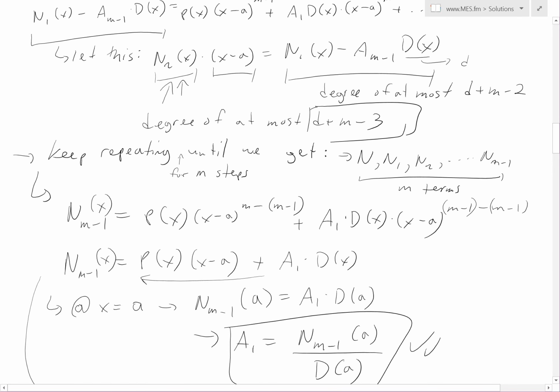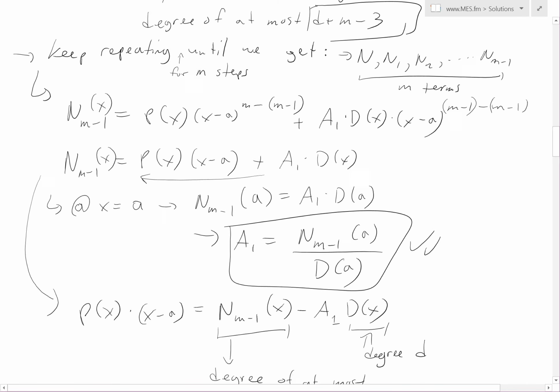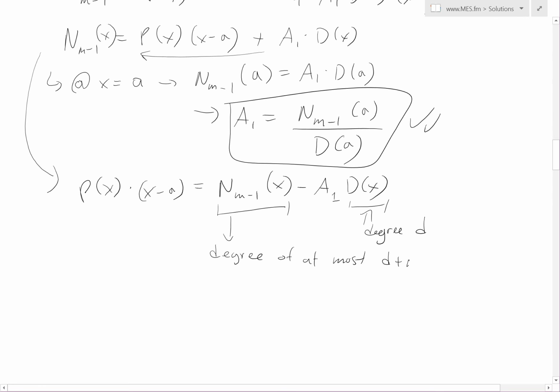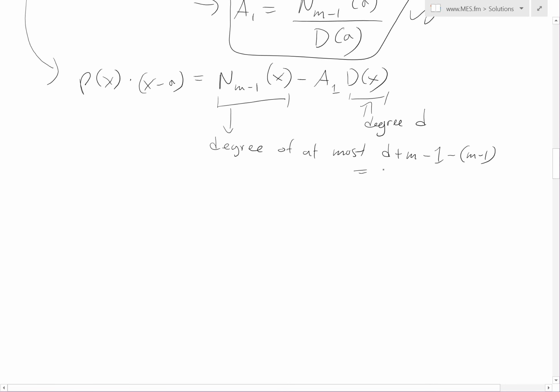And now let's look up what the pattern was. We had at n2, that's degree of md plus m minus 3. So it's always one less than this pattern here. So this would be degree of dm plus m minus 1, and then we minus again this m plus m minus 1. So what this equals to is d plus m minus 1 minus m plus 1. So the m's cancel and the 1's cancel. It's degree of at most d right here.